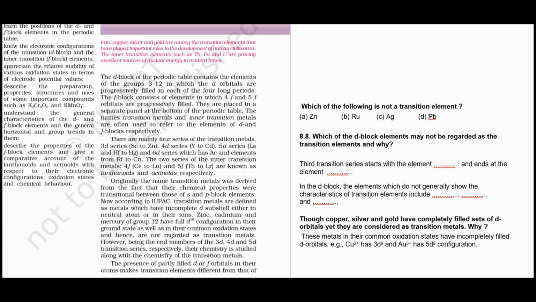Transition elements fall between s and p. And what you need to know is the difference between d block elements and transition elements. Which of the following is not a transition element? The answer is part D, that is lead. It's a group 14 element.